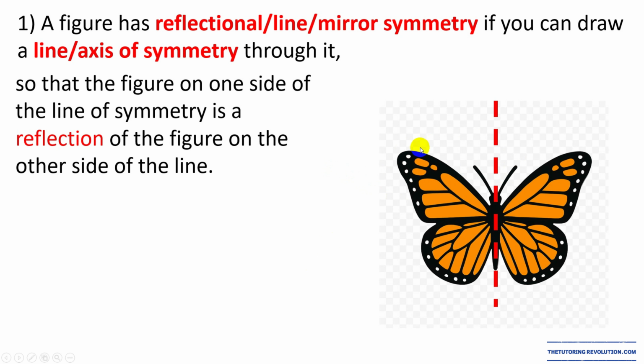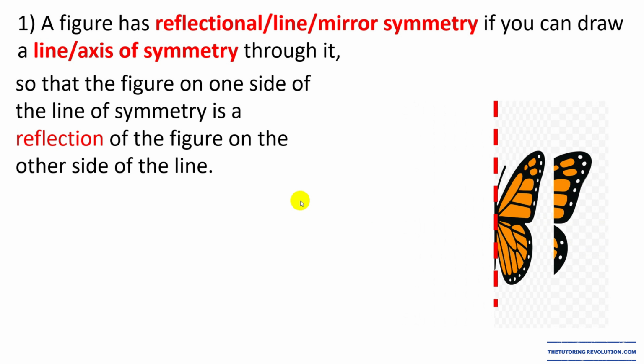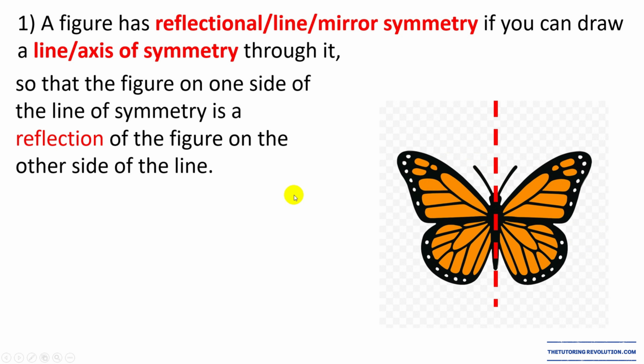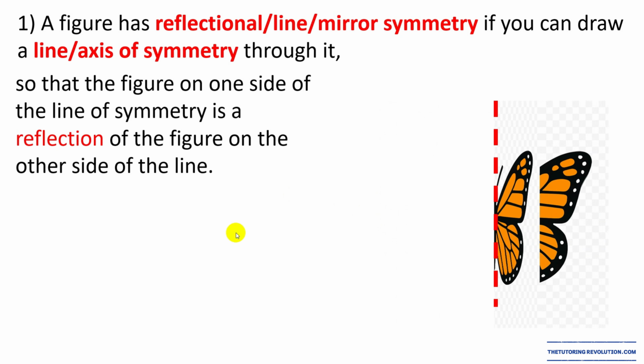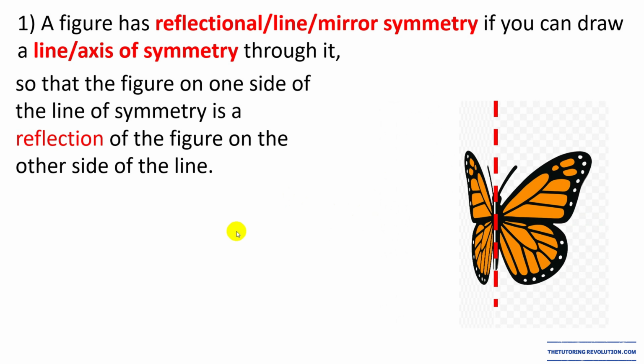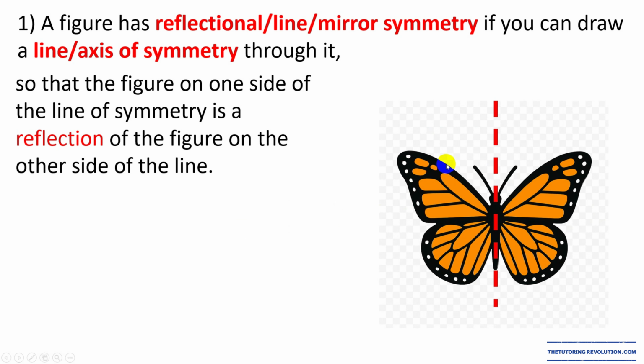So we can see that the left side and the right side of this butterfly are mirror images of each other. So if we do a folding, this half will perfectly overlap with the other half because it's a reflection. So that's what a line of symmetry is. Basically, every point on one side of the line has a corresponding point on the other side of the line.